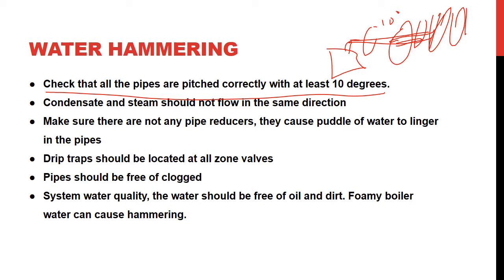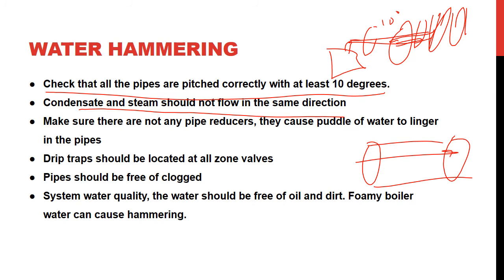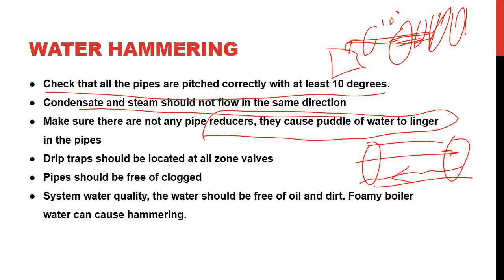Condensate and steam should not flow in the same direction. That makes sense because we have our pipe here, and usually the steam goes this way and the water goes along the bottom. Pipe reducers can cause puddles. I will show you in the picture what that means. The type of reducers and pipe fittings make a difference when it comes to steam. Drip traps should be located at all zone valves. So for steam zone valves, you want to have traps, steam traps.